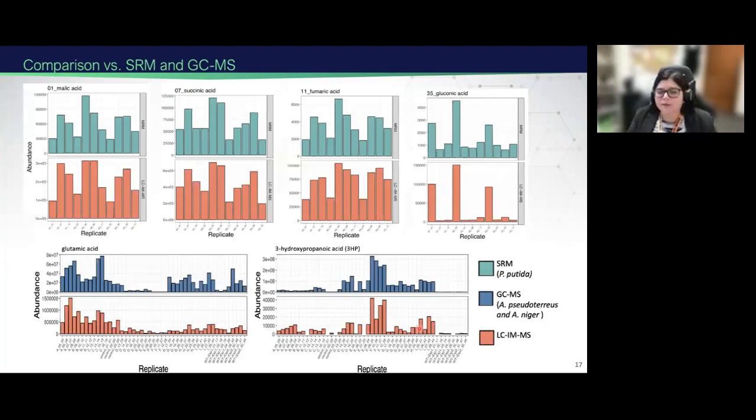We also compare metabolites in common. We measured these with SRM in the real microbial samples, and by GCMS, and we observed similar trends in the relative abundances across the signals for the metabolites that were in common.